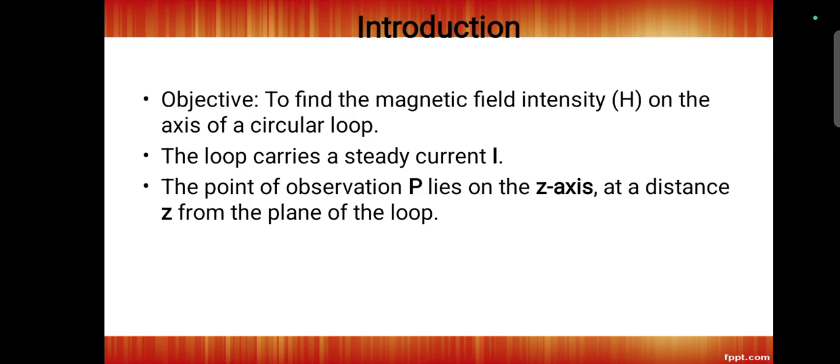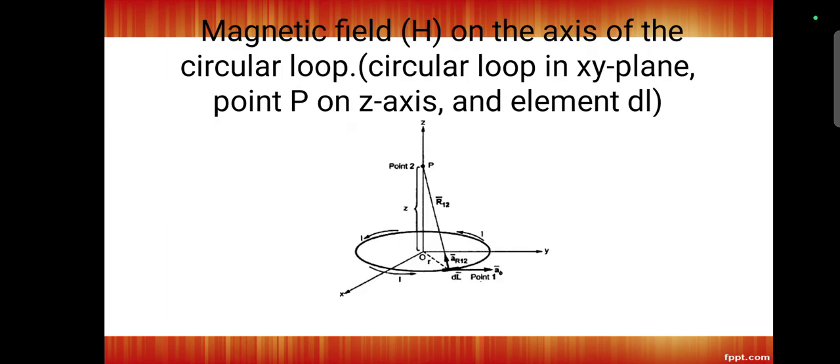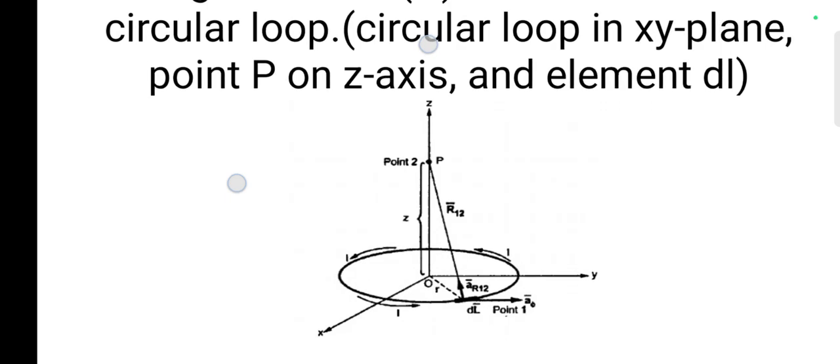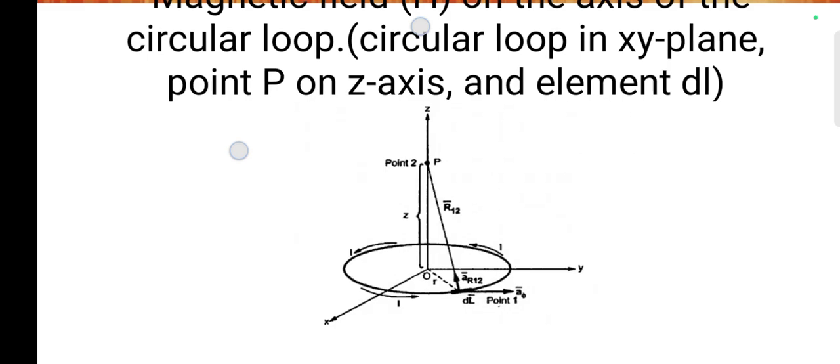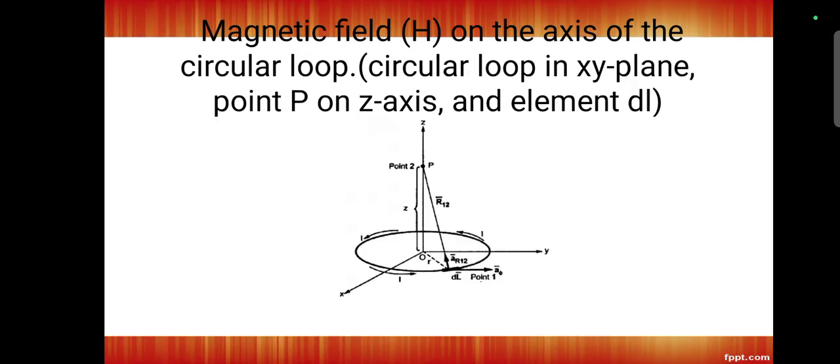For that, let us assume that the loop carries a steady current I and the point of observation P is the point where we are going to calculate H. This P lies on the Z axis at a distance Z from the plane of the loop. Now the magnetic field H on the axis of the circular loop in the xy plane is given like this. Consider this diagram here. P is the point where we are going to measure, x, y, z are the axes, and here the current carrying element is I.